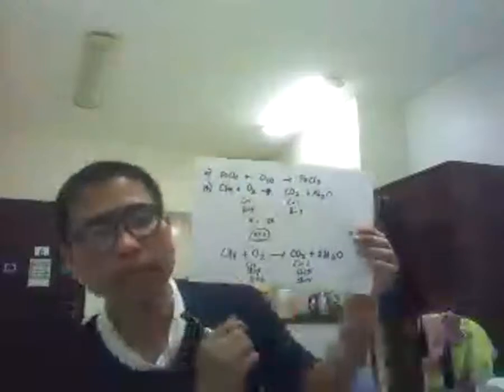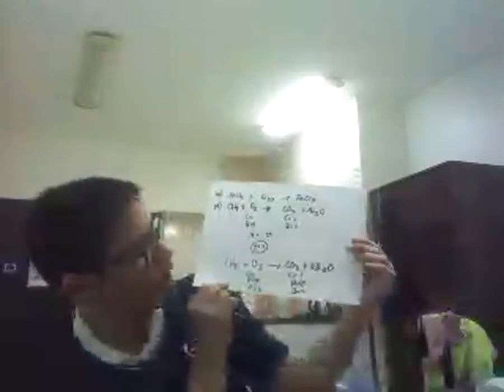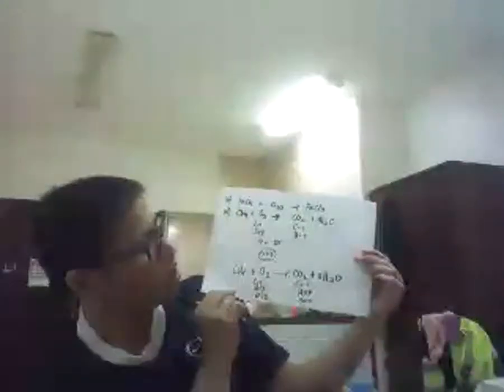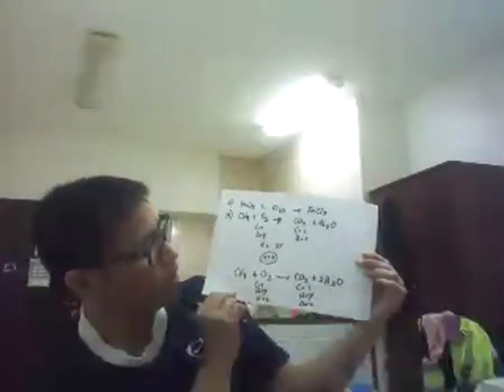Oxygen 2. Oxygen 2. See, it balances automatically. Perfect. Okay. So methane gas plus oxygen gas is equal to carbon dioxide plus water.